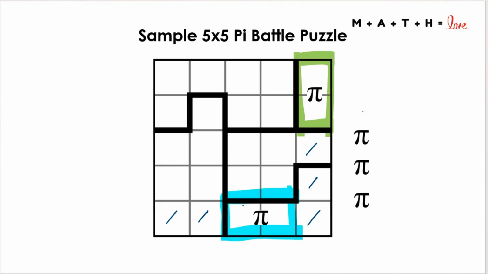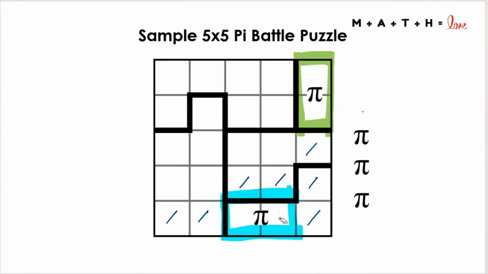Now, let's take a look here. This pi symbol is in one of these two shapes. Okay? If the pi symbol was here, then this square, and this square would be out. Okay? So if the pi symbol was here, then this square, and this square will be out.